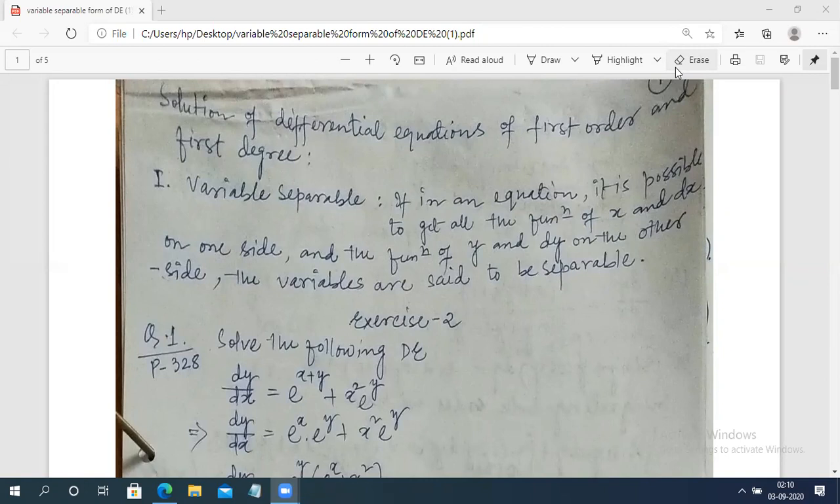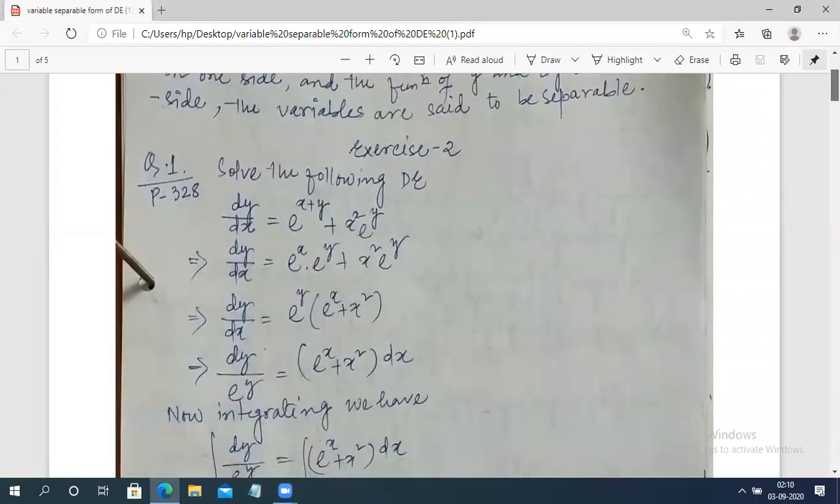Now let's have a look at the first question. In the first question, it is given: find the solution of the differential equation, and the differential equation is dy by dx is equal to e to the power x plus y plus x square e to the power y. Now in the right hand side, e to the power x plus y can be written as e to the power x into e to the power y.